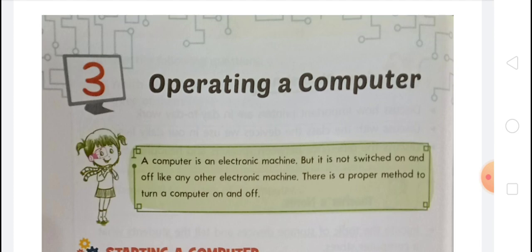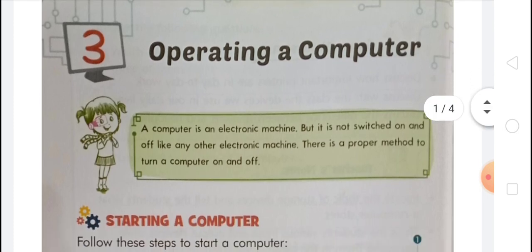You already know that a computer is an electronic machine, but it is not switched on and off like any other electronic machine. There is a proper method to turn a computer on and off. If you want to turn a computer on or off, you have to follow the proper method that is given in the chapter.